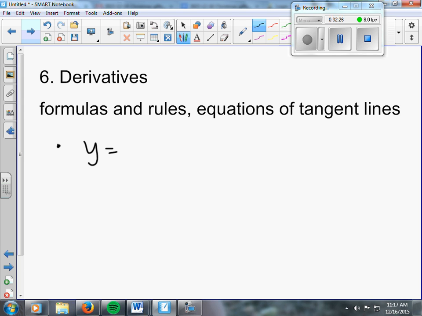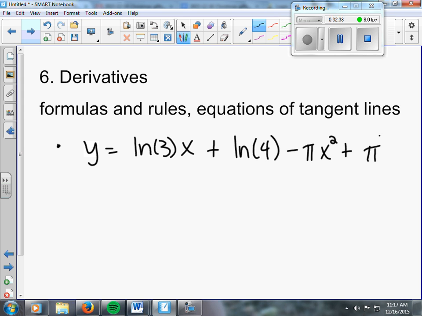So say I have y equals the natural log of 3 times x plus the natural log of 4 minus pi x squared plus pi squared. I'm really trying to throw you off on this one. The answer to this is natural log of 3 minus 2 pi x. All right, so see if you can figure that out. Some of these constants, and I'm just going to highlight the constants. Constant, constant, constant, constant. Some of those green constants are multiplied to x.